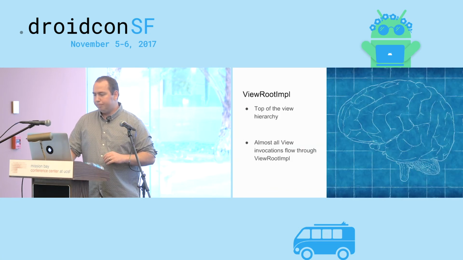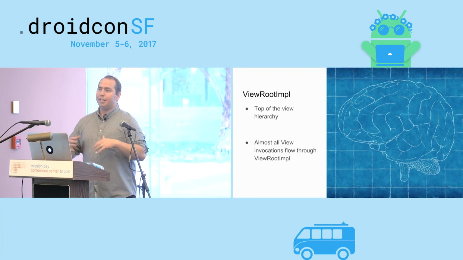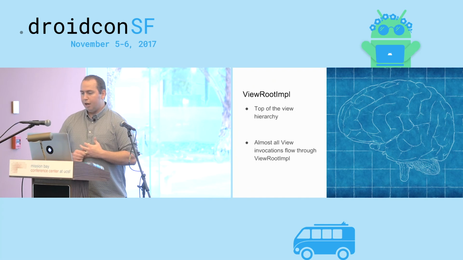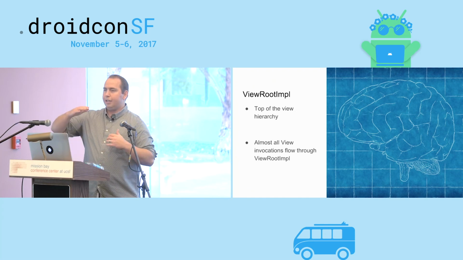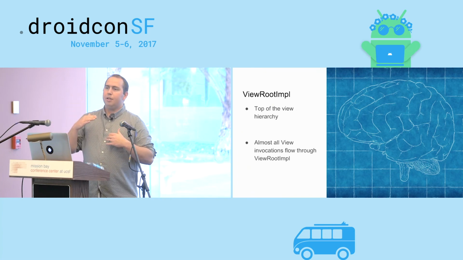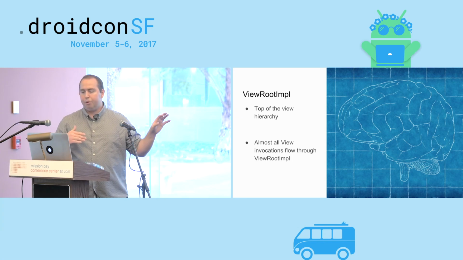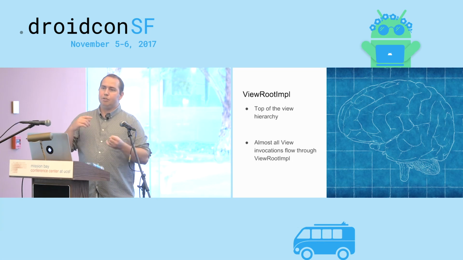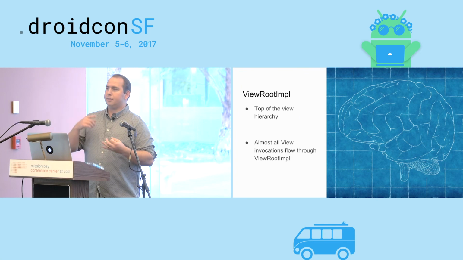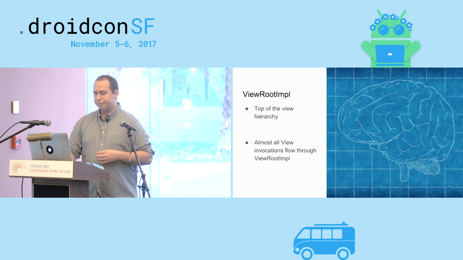ViewRootImpl is an implementation detail. Again, it's kind of like Choreographer. It does nothing that you can't do yourself, but you shouldn't really be looking into it. It's basically the interface between the window manager and the views. So everything is going to pipe through ViewRootImpl, such as draws, touches, layouts, and all that jazz.